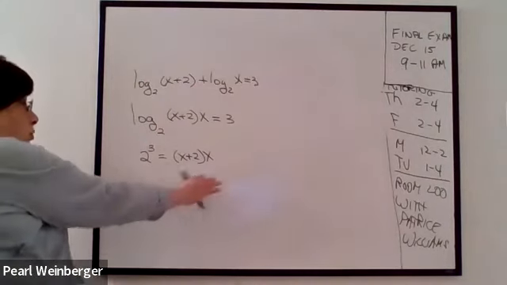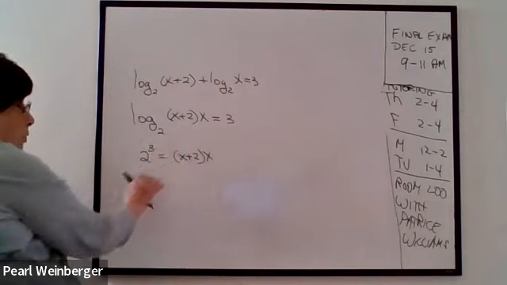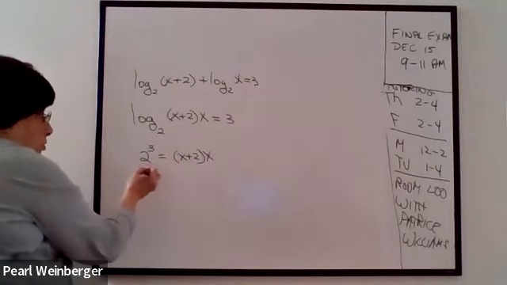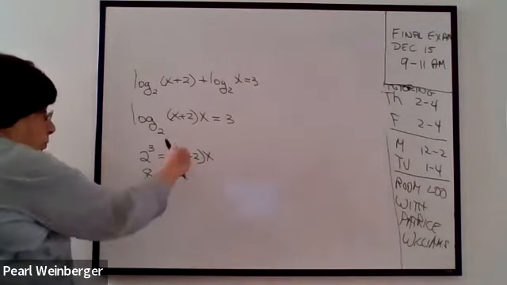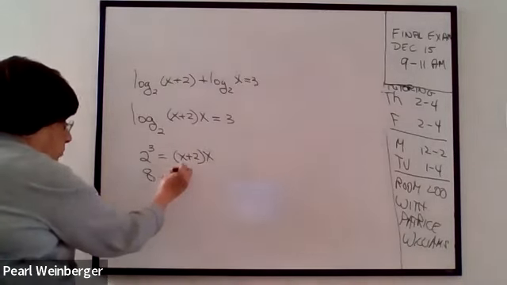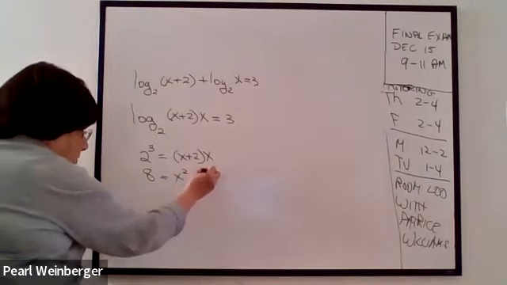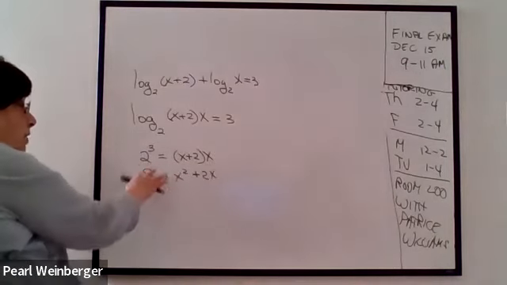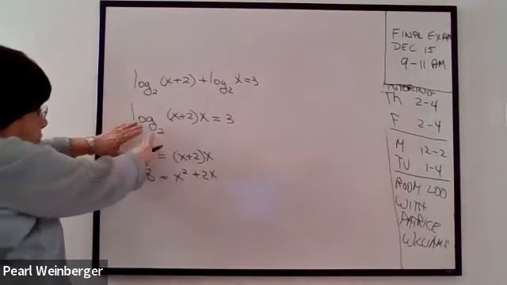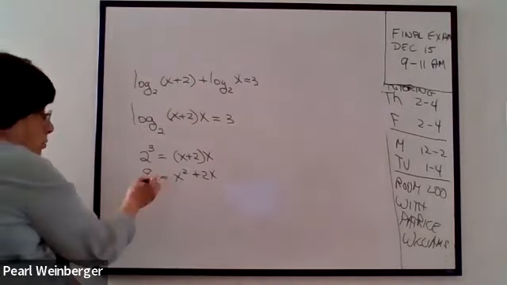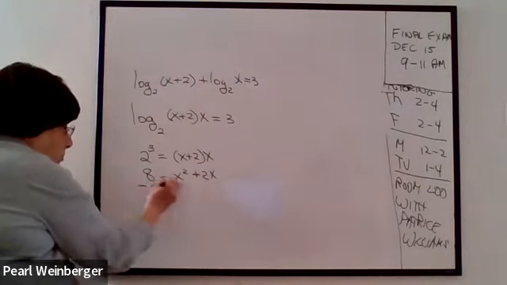Well, now let's just go ahead, and this is just a regular equation. 2 to the third is 2 times 2 times 2, which is 8. And here I'm going to remove the parentheses. It's going to give me x squared plus 2x. Which means that what I have here is a quadratic equation. Remember, we don't have logs anymore. That's a regular equation. We solve it by making it equal to 0.